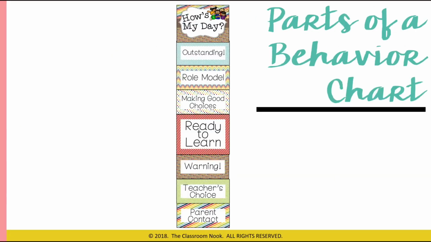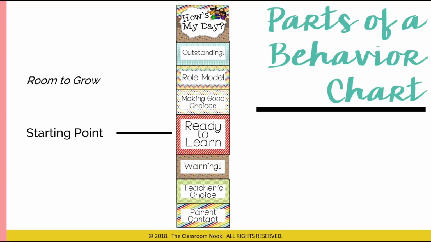The behavior chart that I'm going to be using as reference today looks like this, and there are three main parts to the behavior chart. The first is the starting point. This is where every student is going to begin their day. You're going to write the student's name on a clothespin, and they'll put their clothespin on the Ready to Learn section of your chart, and that's where they'll come in, they'll start their day, they're ready to learn.